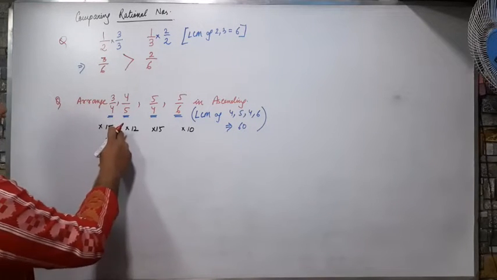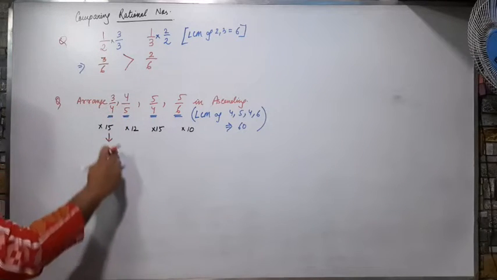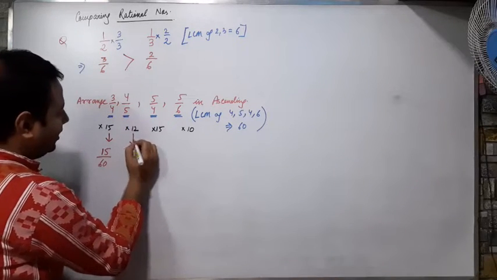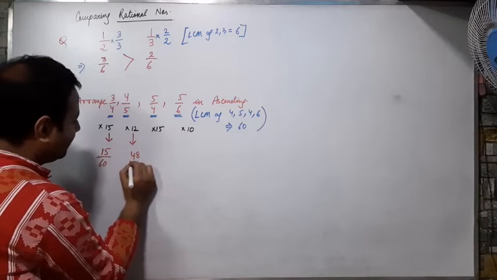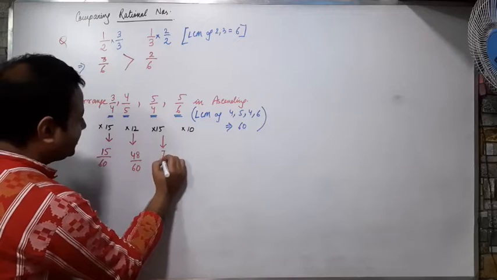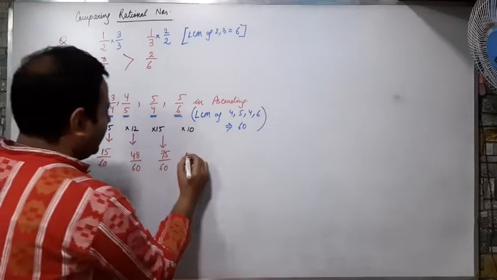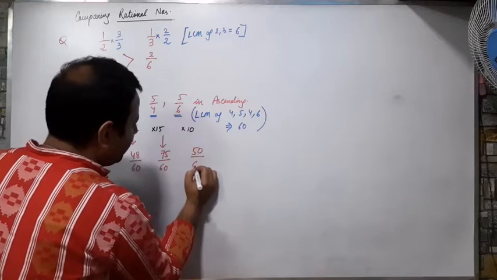You have to multiply 15 to both, to the numerator also and to the denominator also. Then 12, what it will be? It will be 48 by 60. This one, it will be 75 by 60. And this one, it will be 50 by 60.